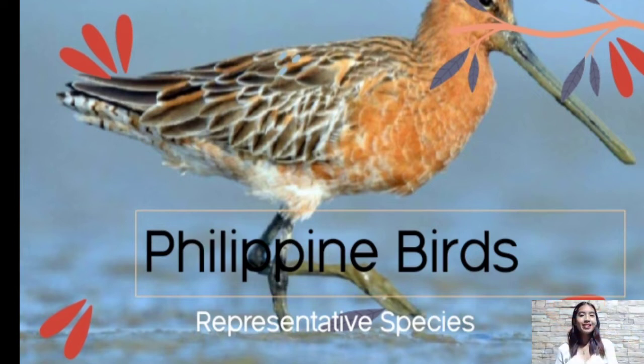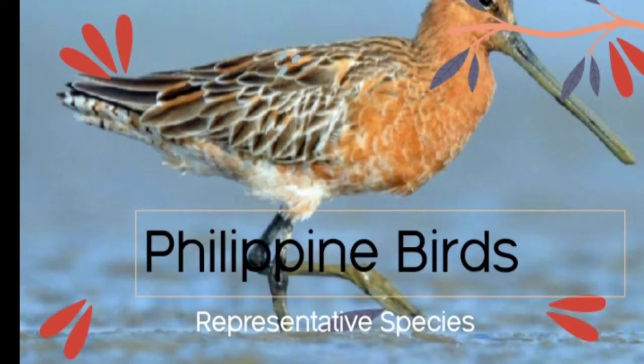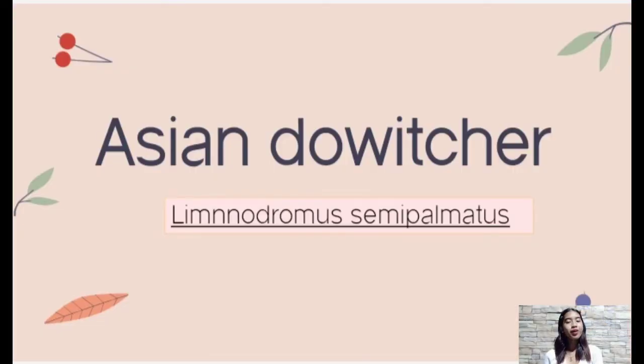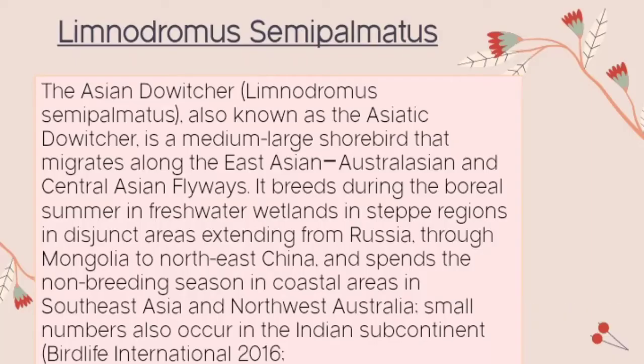So now, let us discuss the Philippine birds. Before we move to the representative species, let me discuss first what birds are. Birds are warm-blooded vertebrates of the class Aves, having a body covered with feathers, 4 limbs modified into wings, scaly legs, a beak, and no teeth, and bearing young in a hard-shelled egg. Now, let us proceed to our representative species.